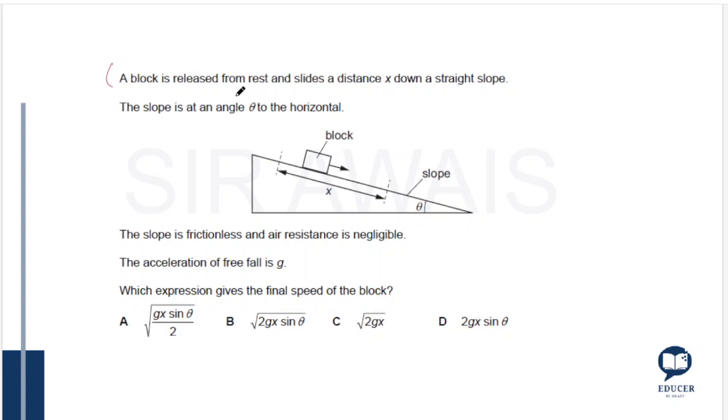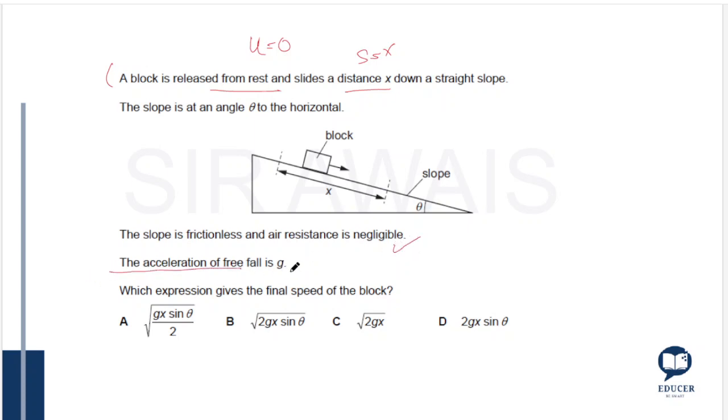A block is released from rest and slides a distance of x down a straight slope. Released from rest means the initial velocity is 0, and the distance is x. The slope is at an angle theta. The slope is frictionless and air resistance is negligible, which means there is no opposing force.